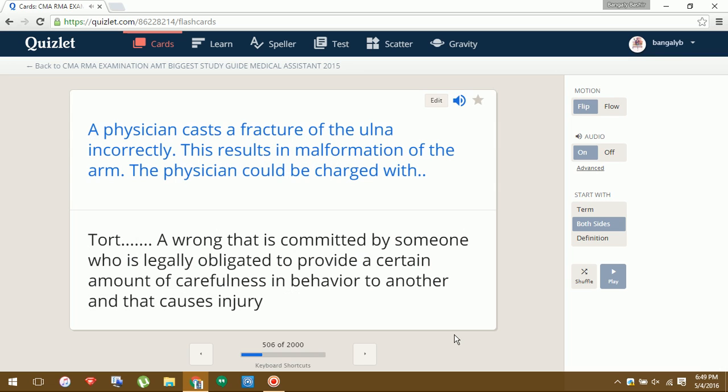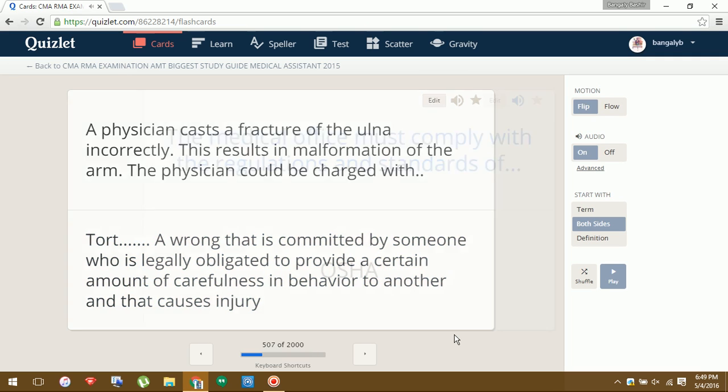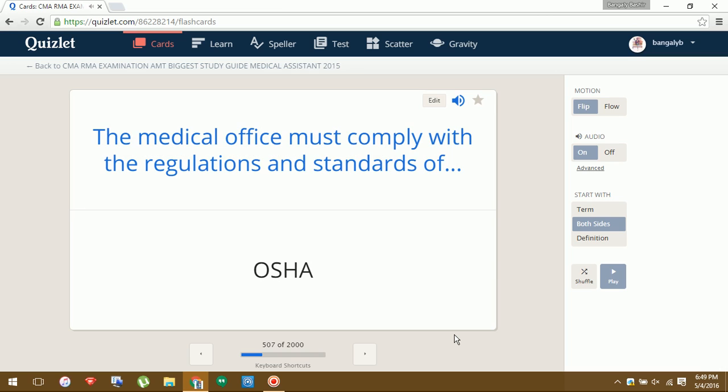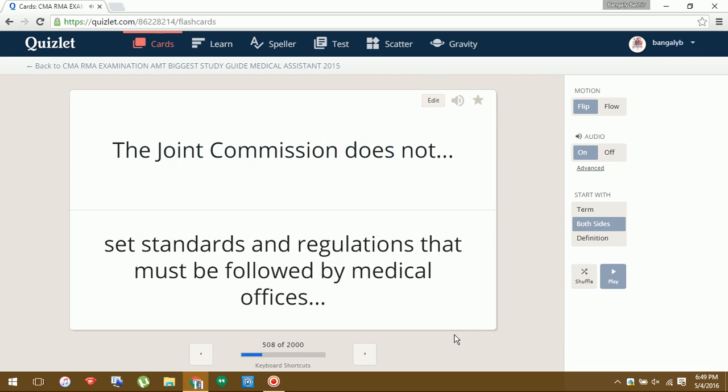The physician could be charged with tort, a wrong that is committed by someone who is legally obligated to provide a certain amount of carefulness in behavior to another and that causes injury. The medical office must comply with the regulations and standards of OSHA. The Joint Commission does not set standards and regulations that must be followed by medical offices.